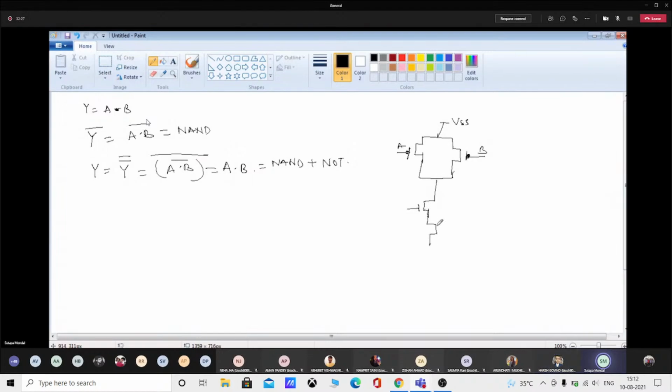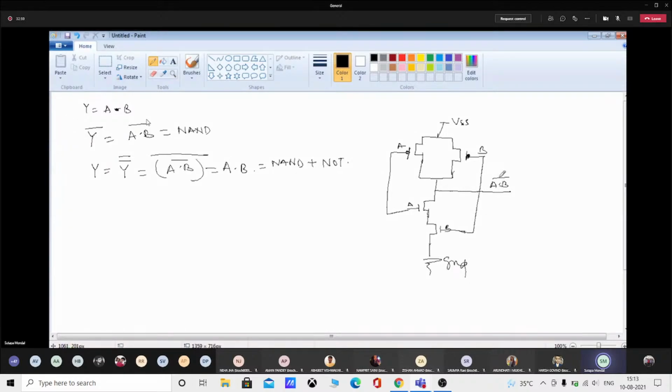Ma'am, are we giving input as A or B or A bar and B bar? No, AB. Okay, like this. So this is the ground. This is your NAND gate. But we need AND. So what will we do? From here the output is coming, A dot B bar.